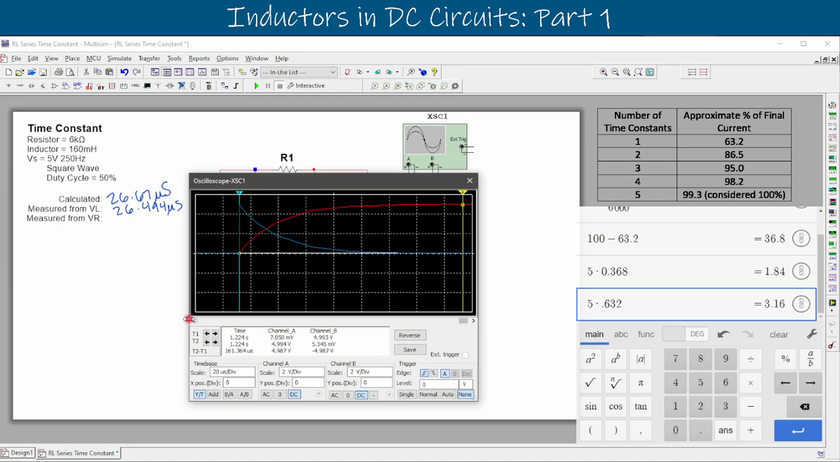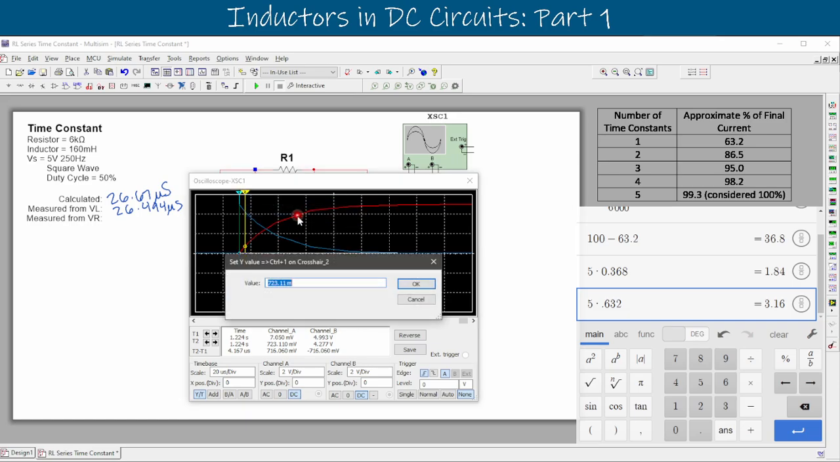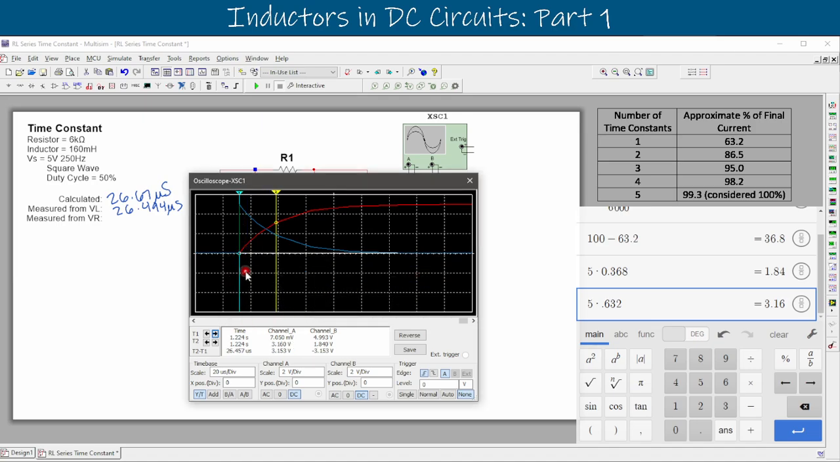So when we scroll back over to our interaction here, we can start at the beginning and tell it to move forward. Set Y value moving forward, and we'll replace this with 3.16 and okay that. You see this time constant down here also. This time constant is comparing the first marker to the second marker, so if you don't have your first marker in the right spot, it's not going to work. You might have to adjust T1 and T2 back and forth to get this to even out. But that's what we're looking for.